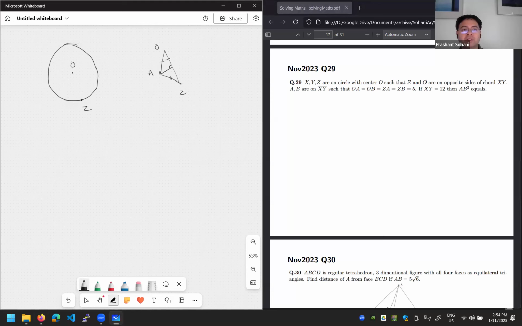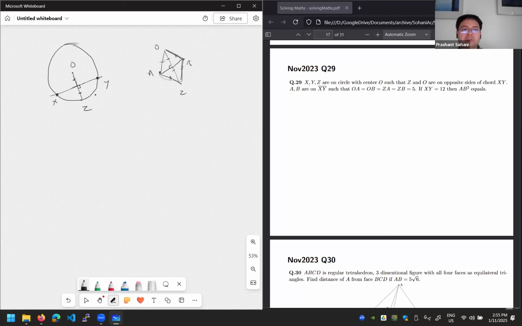That if I draw the perpendicular bisector of OZ, then A should lie on that. And same for B also, right? Because OB and ZB are also equal. So in fact, these 4 points O, A, B, Z, they are going to form a rhombus, right? Because all the 4 lengths are equal. So with that background knowledge or observation, you can quickly draw the diagram accurately in the first attempt. Right? So you draw OZ, you draw the perpendicular bisector of OZ, right? And then that is the line XY. So therefore, these are the points X and Y.